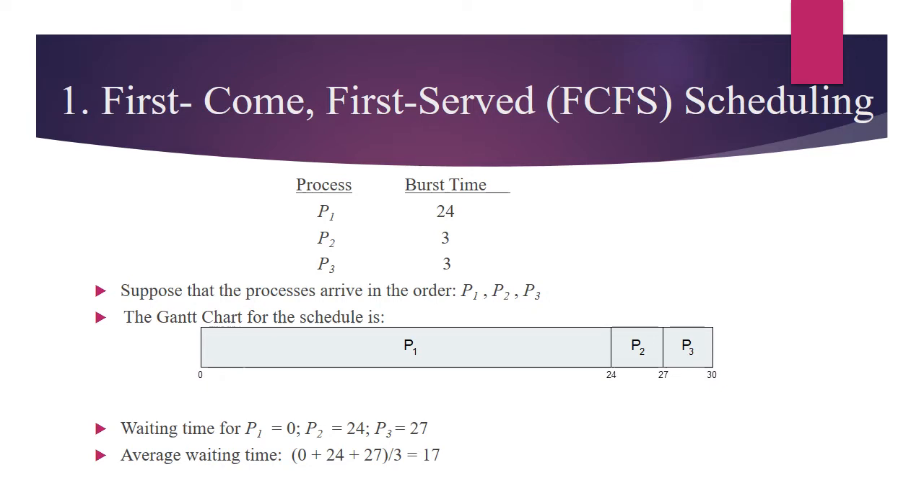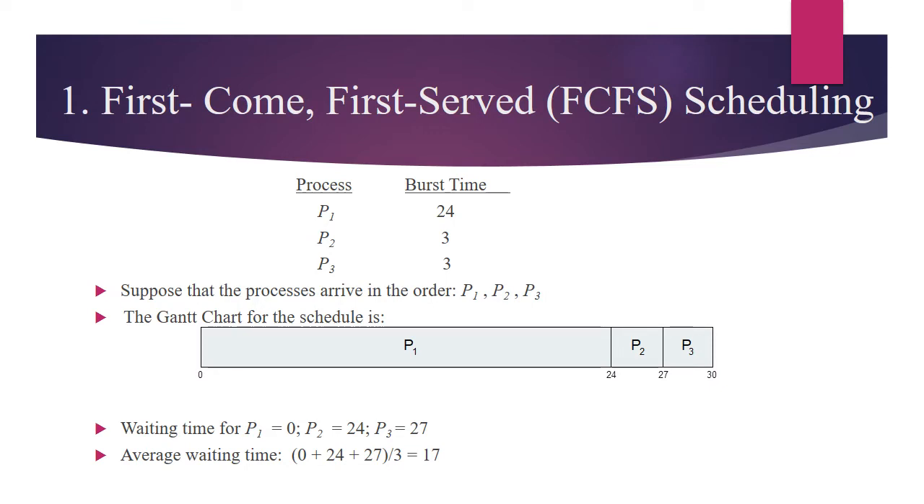So first P1 comes, its burst time is 24, so 0 to 24 is given to process P1. Then P2 comes, so time 24 to 27 is given to P2 and then 27 to 30 is given to P3. If we calculate waiting time for P1, it is 0 because P1 just came and the CPU is allocated to this process. For P2, it is 24 because P2 has to wait for 24 milliseconds. Then for P3, the waiting time is 27.